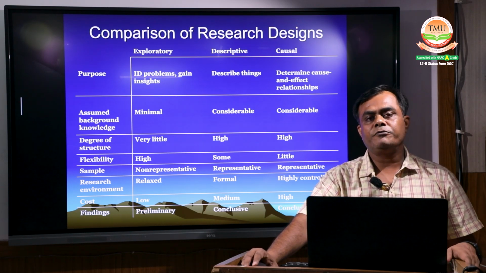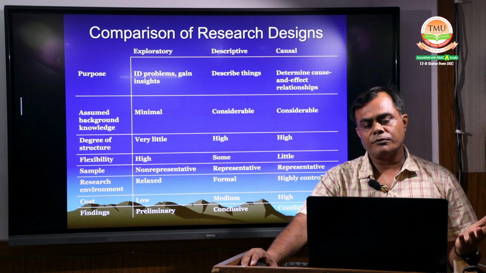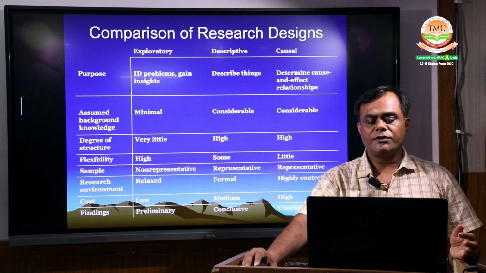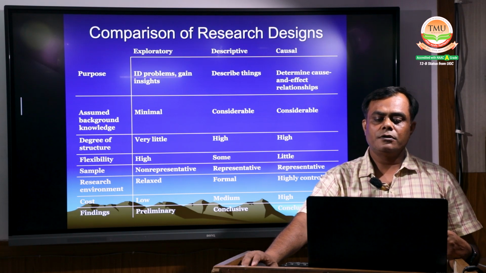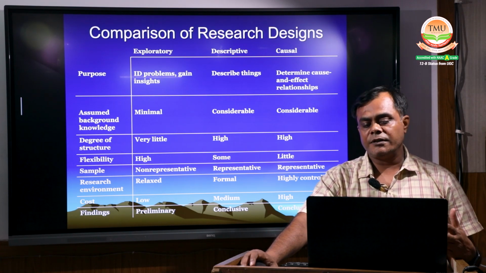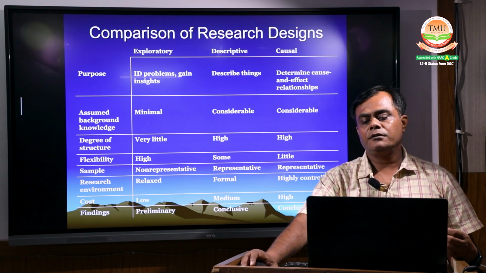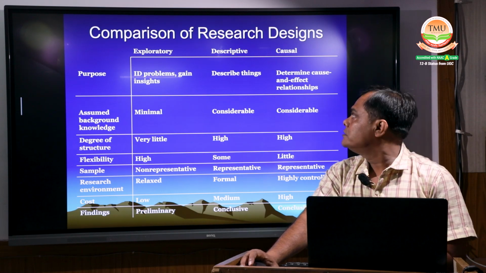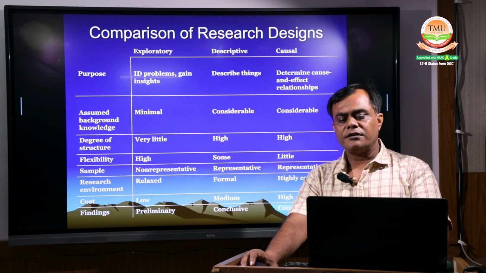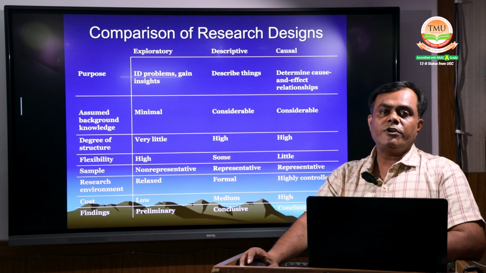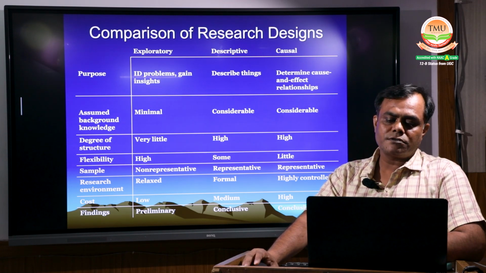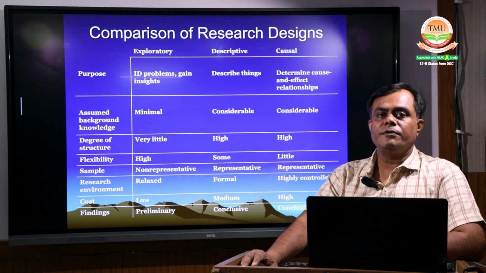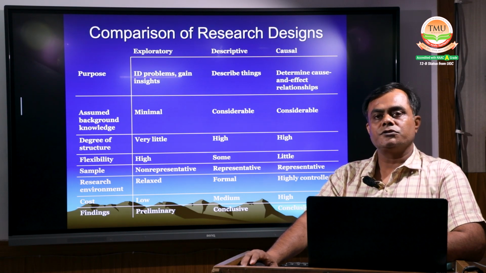If we talk about the research environment, the research environment is very relaxed in exploratory research, but on the other hand, descriptive research is formal, and the last one, causal research, is highly controlled. On the basis of cost, exploratory research is very low cost, descriptive research is medium cost, and causal research is very high cost.